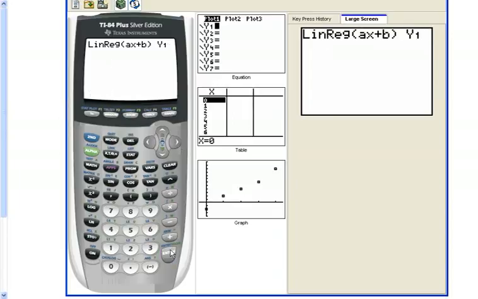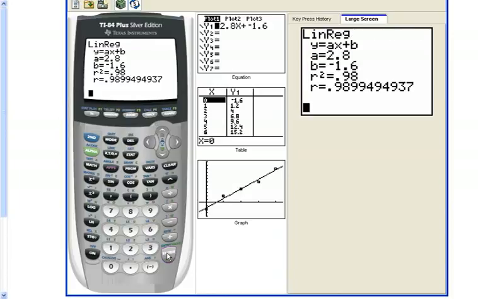So my screen looks like this. What I'm telling the calculator is, please calculate this best fit line equation, and whatever you get for that equation, please put it into y1 for me on the y equals screen. So I'm going to hit enter and run this, and we get this equation. We get a is 2.8, and remember a is like m, it's the slope, so the slope is 2.8, and b is the y-intercept, negative 1.6. And again, we have correlation down here, 0.9899, which is very close to positive 1, telling me the data is uphill, and it's a strong line.